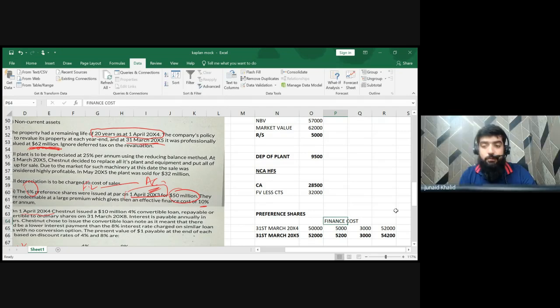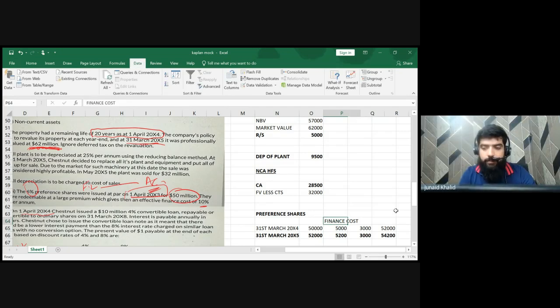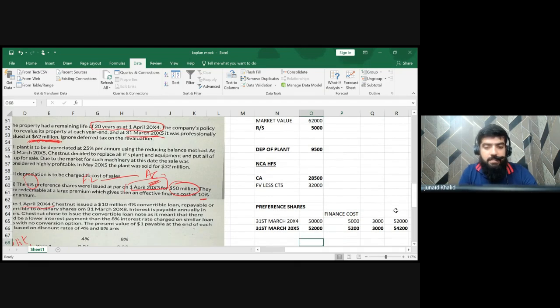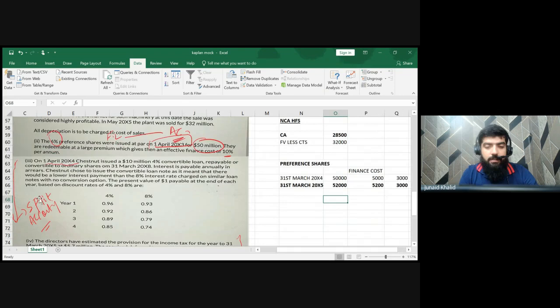52,000. 5,200. Sorry, yes, 5,200. Okay, now this adjustment is done. Now let's move on towards the third adjustment, which is related to convertible bonds.